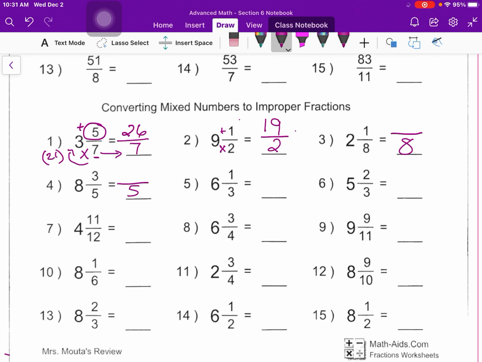In number 3, 8 times 2 is 16, plus 1 is 17 over 8. And in number 4, 5 times 8 is 40, plus 3 is 43, and that's how I change that. All right, complete the rest of them on your own, please.